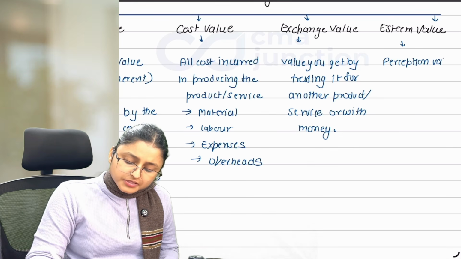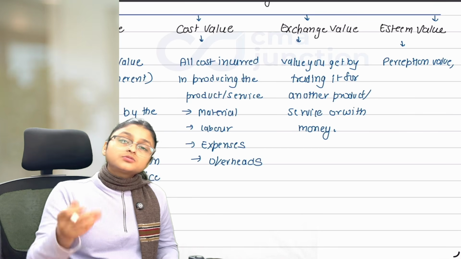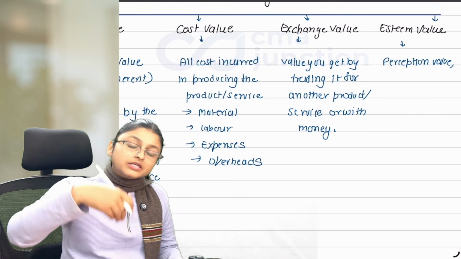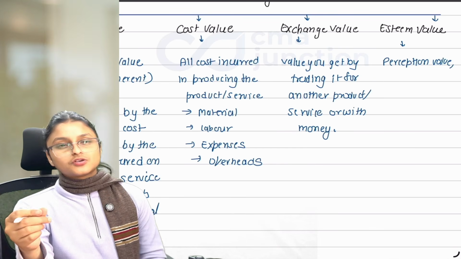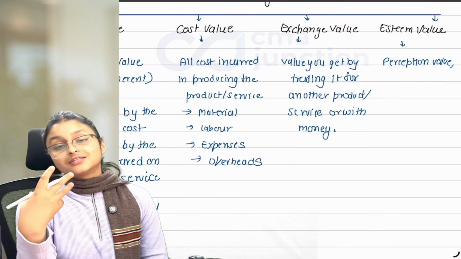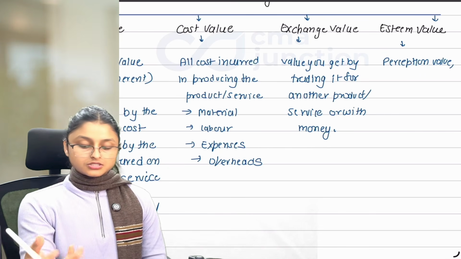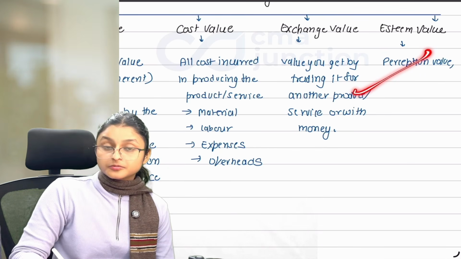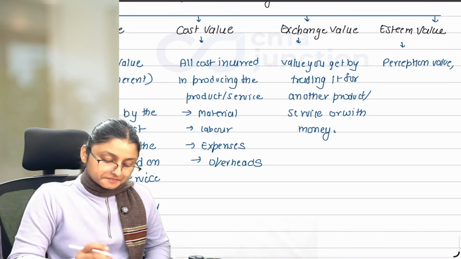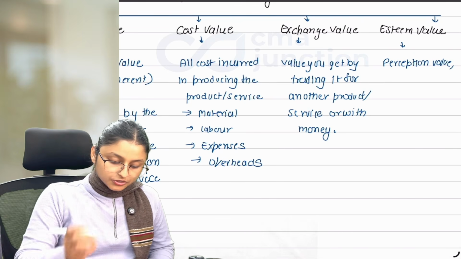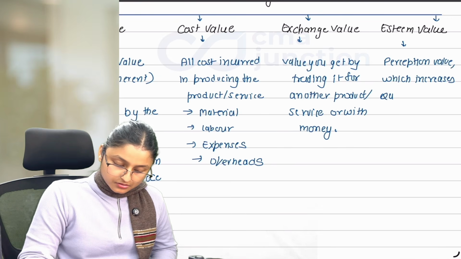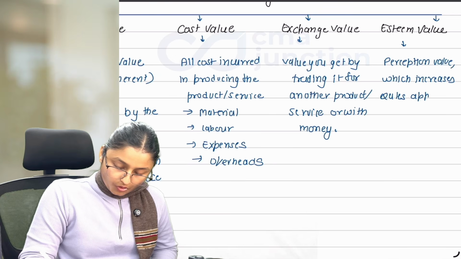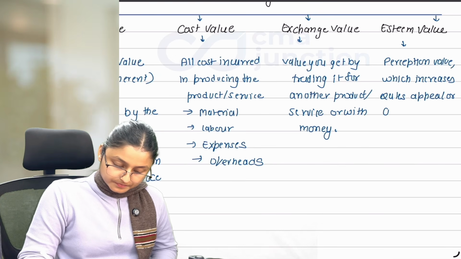Now, what is perception value? Perception is what the customer perceives of that product. On the basis of that, the value is determined here. So if they perceive it as a status recognition, then they are ready to pay a higher price for esteem value, right? So perception value increases sales appeal or attracts the customer.